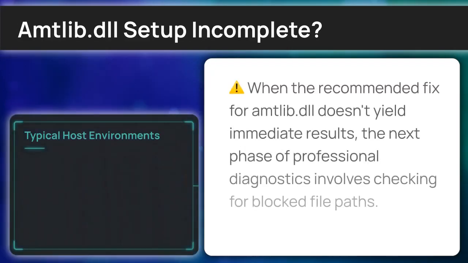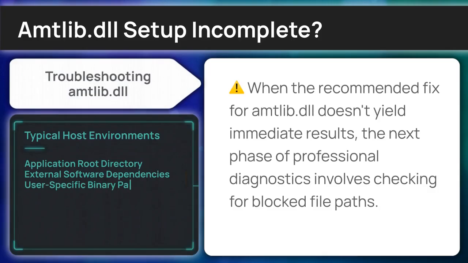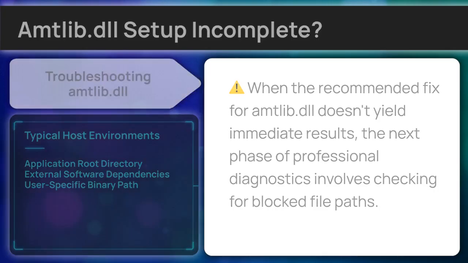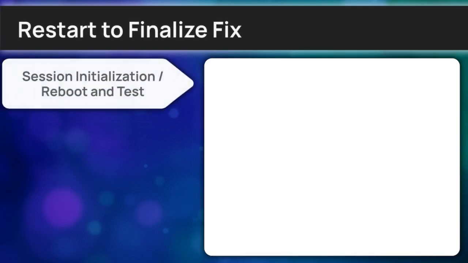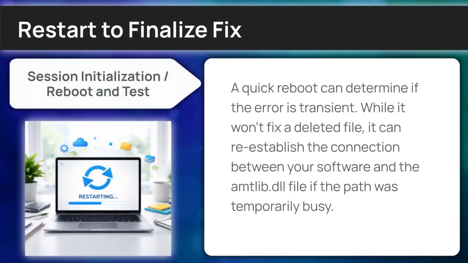In the event the error remains visible, it indicates we need to verify the environment's ability to register new shared resources. Performing a restart can determine if the error is just a transient environment glitch. A reboot refreshes your system's path variables and can sometimes reestablish a broken link to the AMT library file.